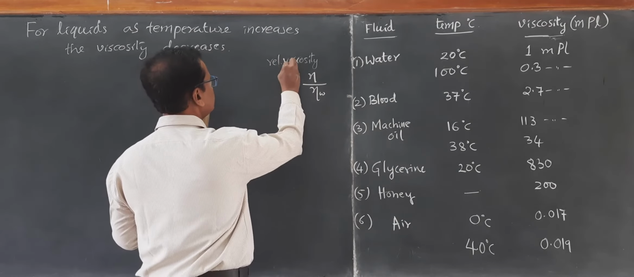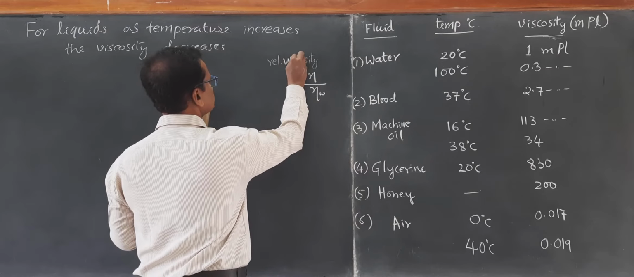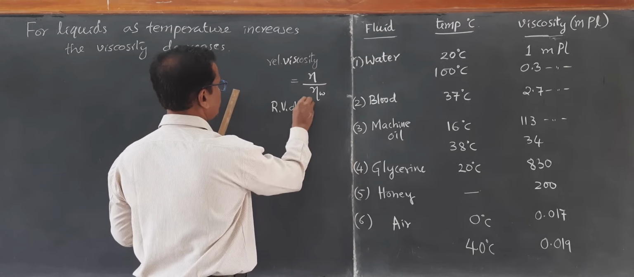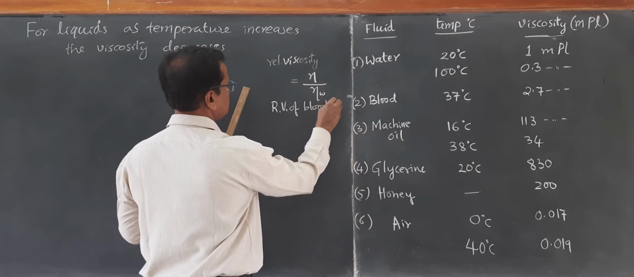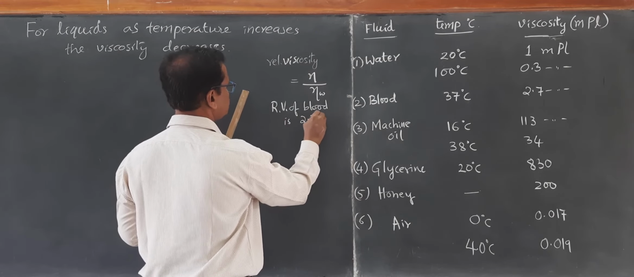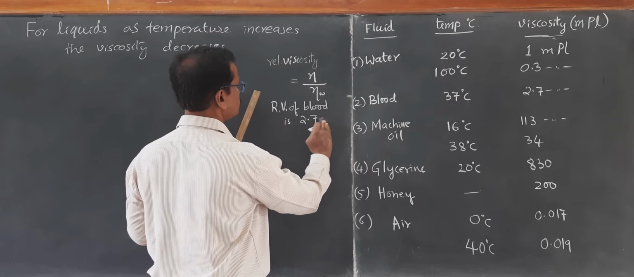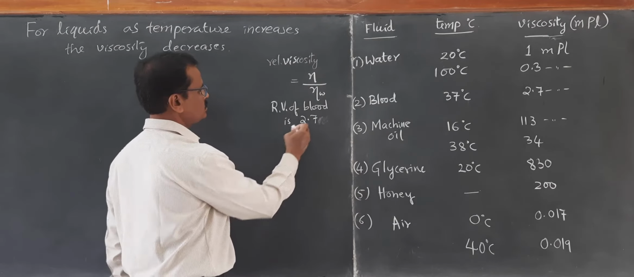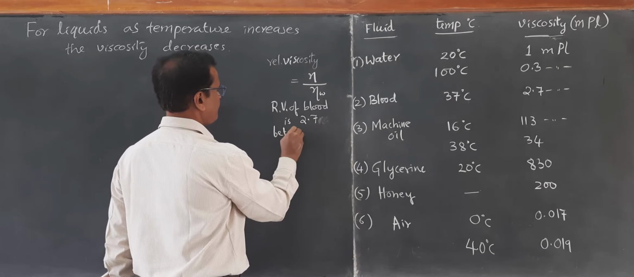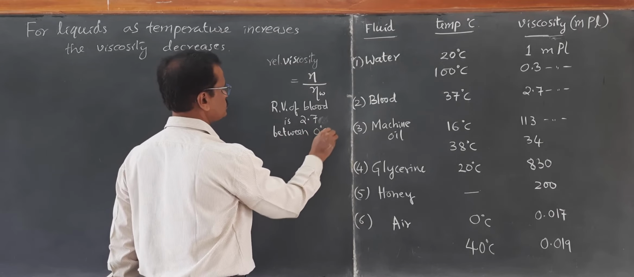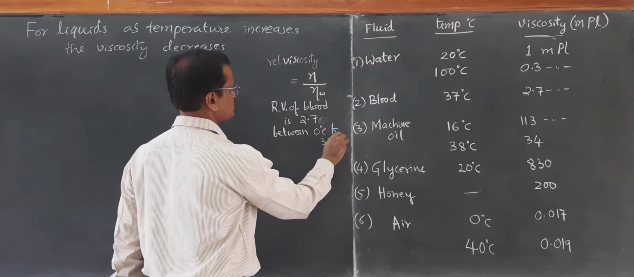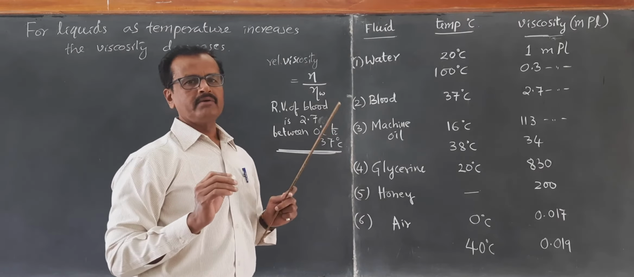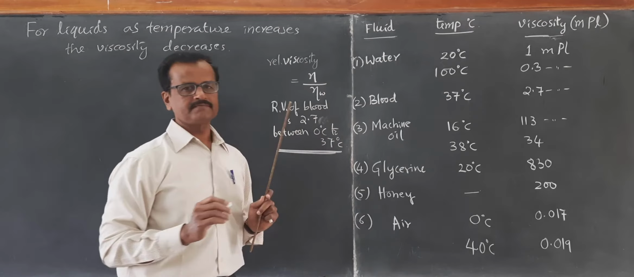That number is called relative viscosity. So the relative viscosity of blood is 2.7. Millipoise will not be there; it is just 2.7 because the millipoise cancels. 2.7 between 0 degrees Celsius to 37 degrees Celsius. This is an interesting fact. That's how the human body will usually sustain even low temperatures.